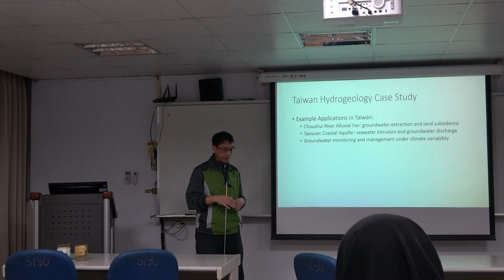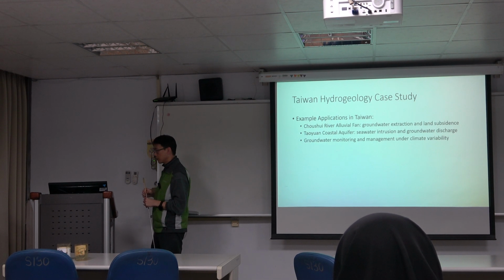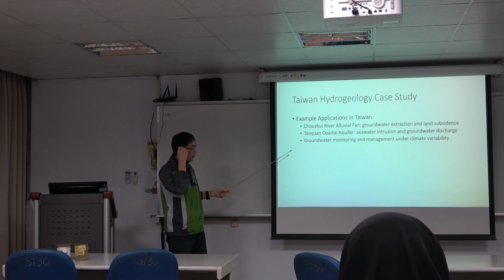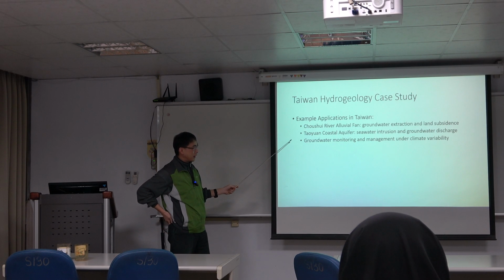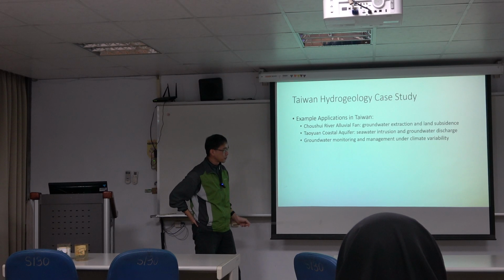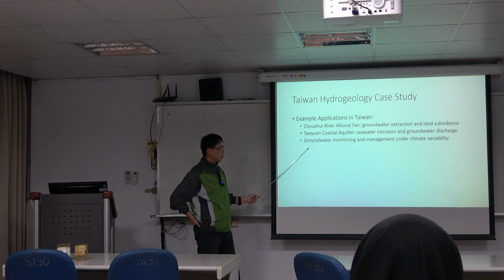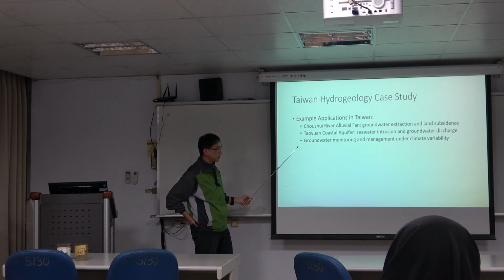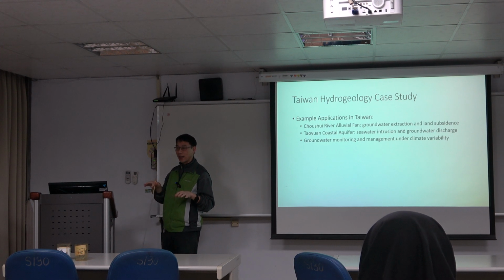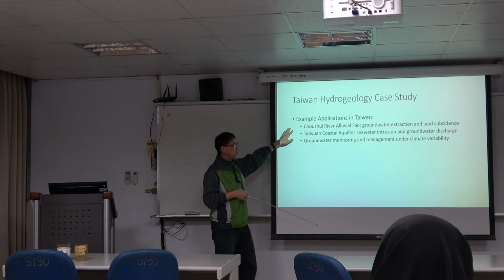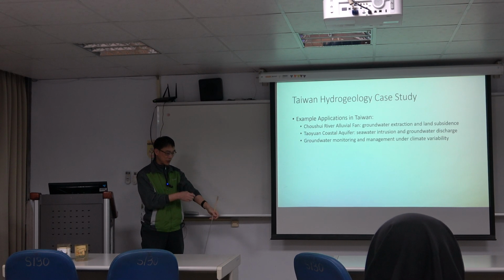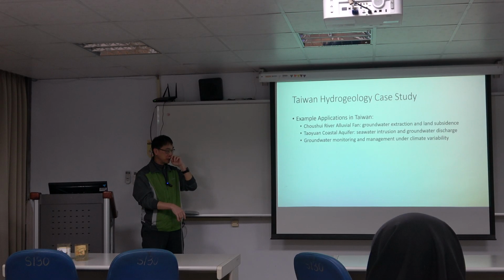And after that, AI prepared the slides and suggested that I share some case studies for the hydrogeological survey here. It proposed 3 points. One is the Choshui River fan, with groundwater extraction and then subsidence. Another is Taiwan coastal aquifers, with seawater intrusion and groundwater discharge. And the third is groundwater monitoring and management under climate variability. I'm thinking that because I'm commonly asked questions about subsidence and SGD, submarine groundwater discharge, it suggests these 2 issues in the application part.